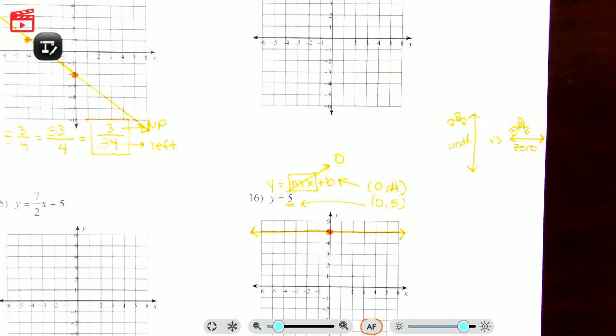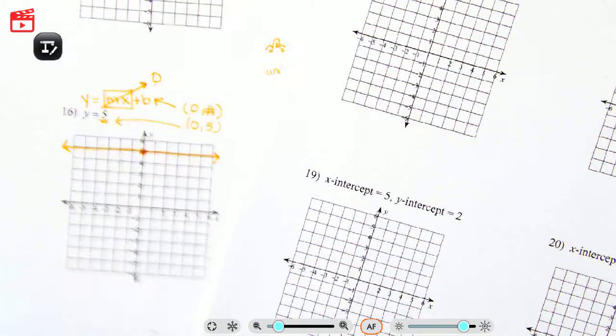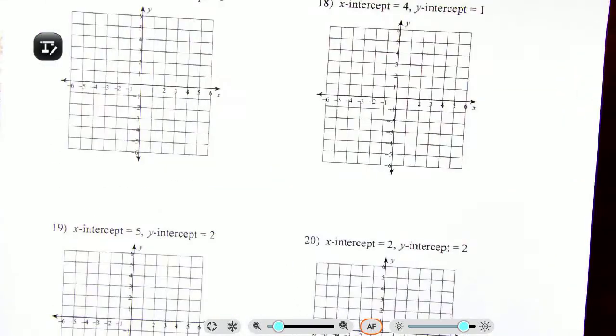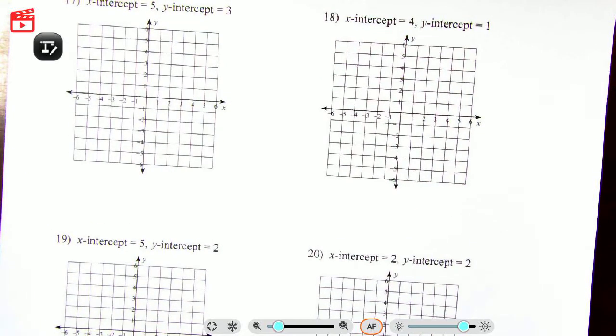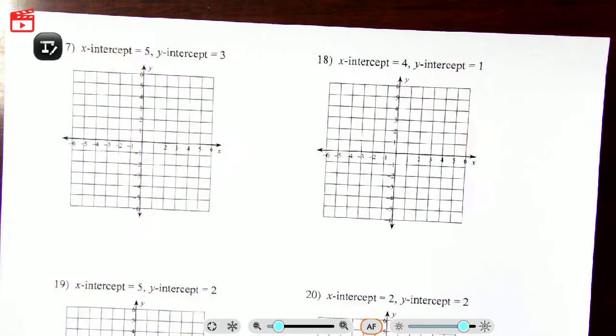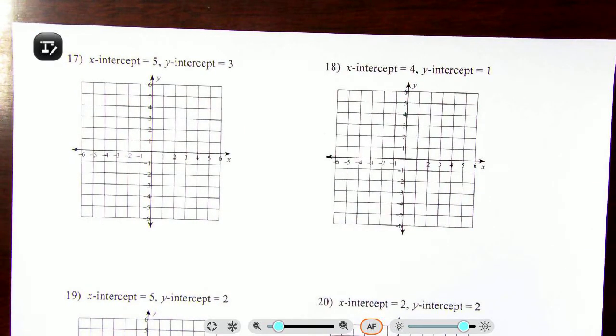All right, let's go ahead and move on. I'm going to save numbers 14, 15, 16, which we did together. And now we're going to move on to number 17. Number 17 we actually did not do in class, so I want to take a few moments and do 2 problems with you so you understand how it works.